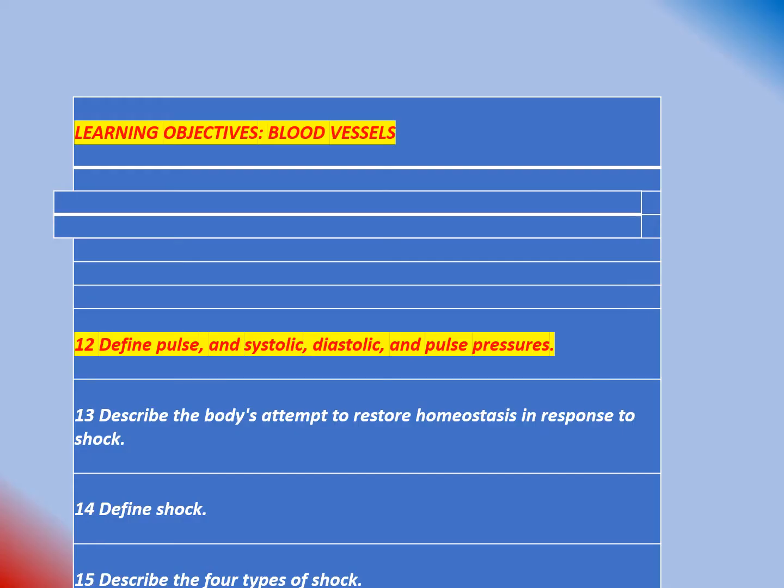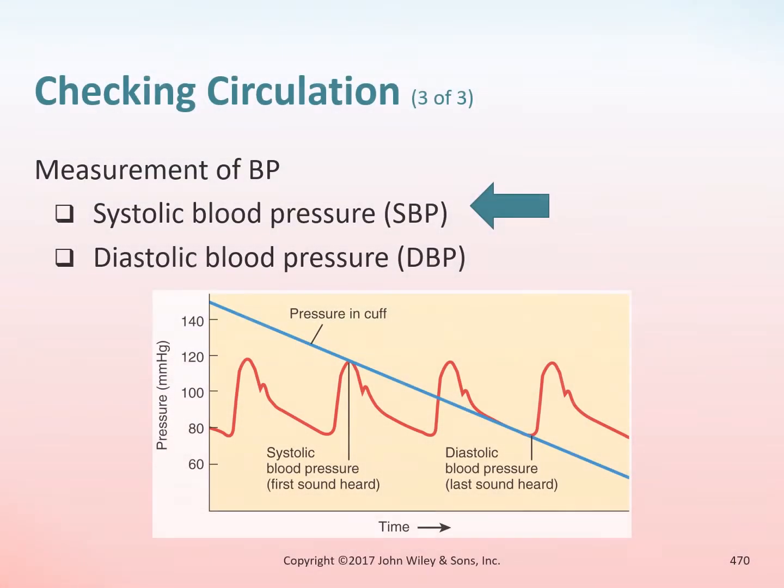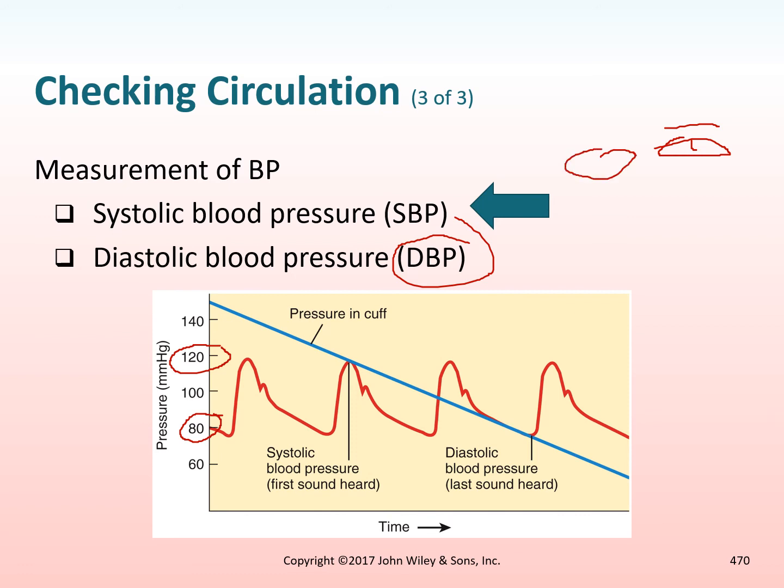Define pulse, systolic and diastolic blood pressures, and pulse pressure. The systolic blood pressure is the upper number, for example, 120 millimeters of mercury. The diastolic blood pressure is the lower number, let's say 80 millimeters of mercury. This is a future topic, so we're going to come back and look at it in the near future. So don't worry about it right now. We will look at it again in the future.